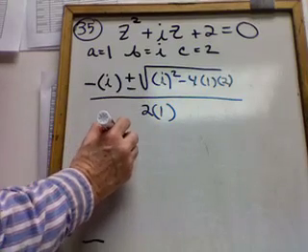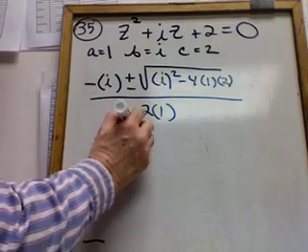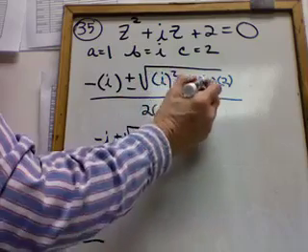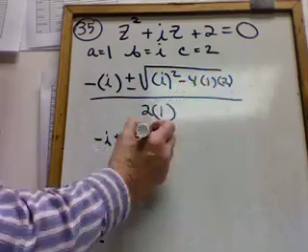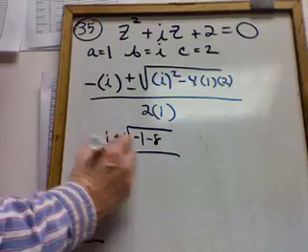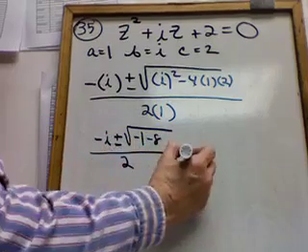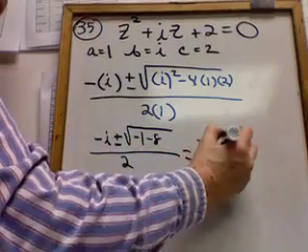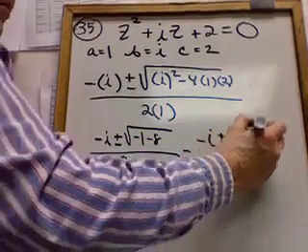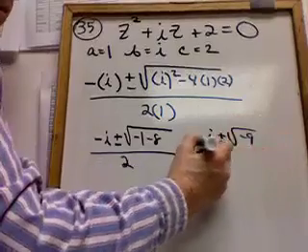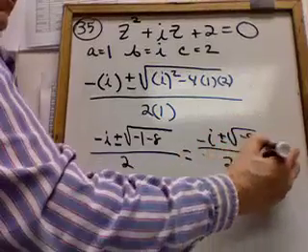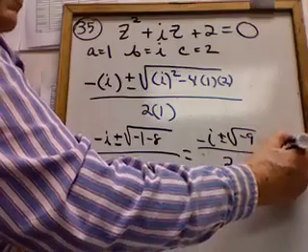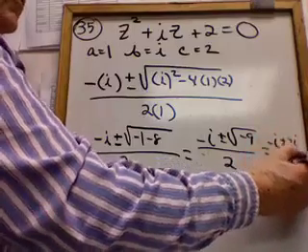So minus i plus or minus the square root. i squared is negative 1. 4 times 1 is 4 times 2 is 8. So minus 8 all over 2 times 1, which is 2. All right, simplify this a little bit more. Minus i plus or minus the square root of negative 9 all over 2, which is minus i plus or minus 3i all over 2.